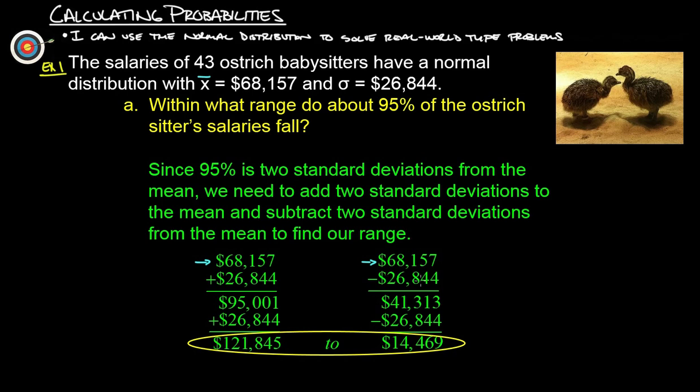added another to get to 121,845, and then the smaller end of the range would be our mean, subtract two standard deviations. So there's our 68 minus 26, and then subtract another 26, we're at 14,469. So the range of about 95% of the ostrich sitter salaries should be between 14,469 and 121,845. Okay?